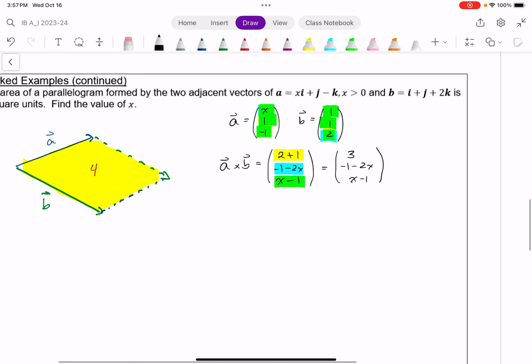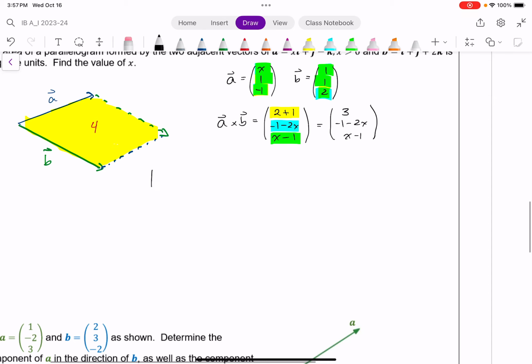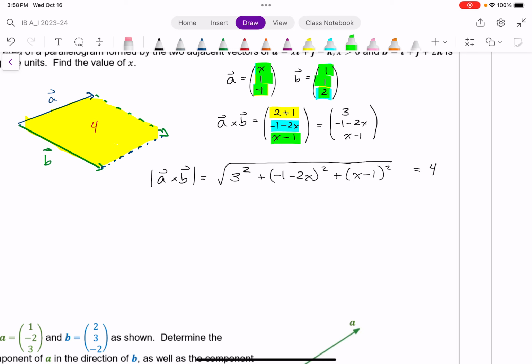And I know that's my vector product. Well, I know the absolute value of that. For example, if I take the magnitude of this, I know that's going to equal 4. So I want to find the magnitude of this cross product. If I find the magnitude of A times B, I want to find the square root of 3 squared plus -1 minus 2x squared plus x minus 1 all squared. And keep in mind, I know all that equals 4, which means everything under the root must equal 16, because the square root of all this equals 4.